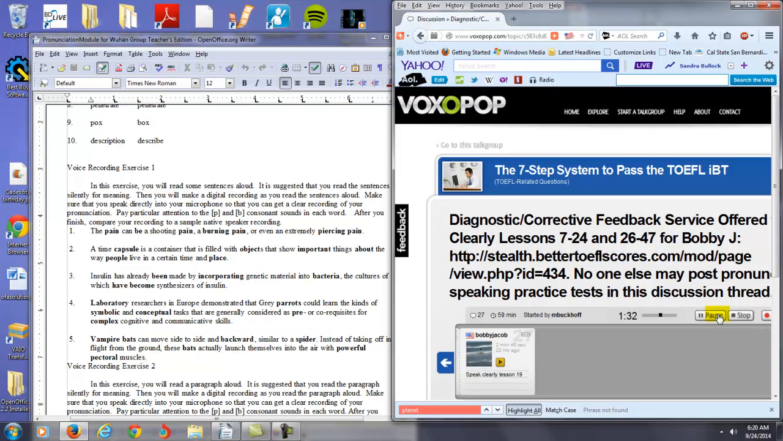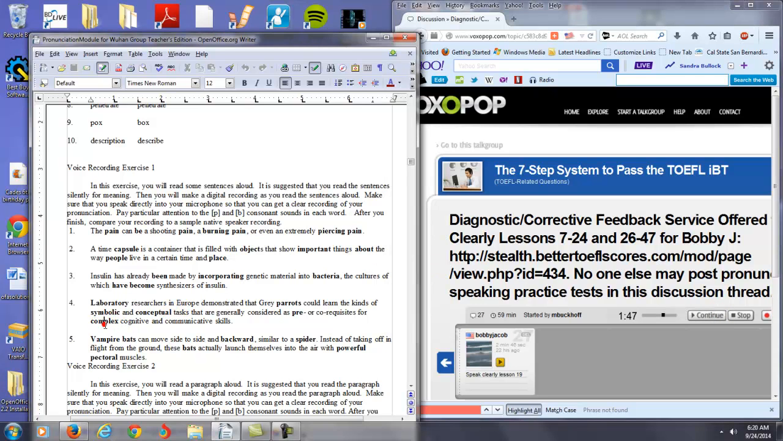Laboratory researchers in Europe demonstrated that gray parrots could learn the kinds of symbolic and conceptual tasks that they are generally considered as pre or core requisites for complex cognitive and communicative skills. Now the P in the middle here, want to pronounce that complex with a little more air than what you did, but you're doing a pretty good job with the P consonant sound. The P can be very difficult for a lot of students because you're not pronouncing it the same way in your own language. So complex, complex.